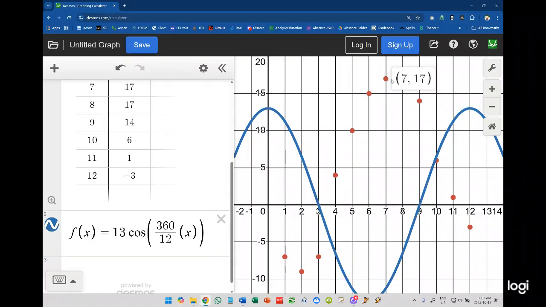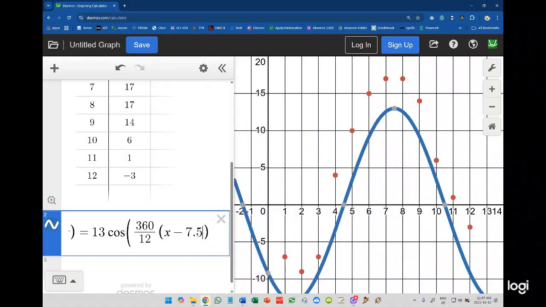I've got two maximum values here for July and August at the same temperature. So what I'm going to say is that my maximum occurs at maybe 7.5. So I'm going to do x minus 7.5. Now I have to shift this up a bit. It's currently at a maximum of 13 and I want it to go up to 17. So I'm just going to add 4 to my graph at the end here.